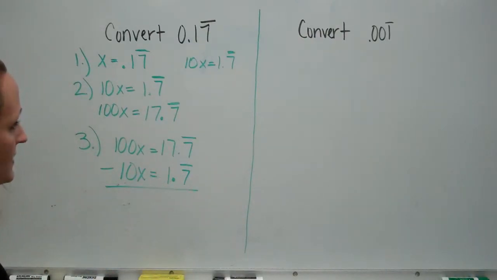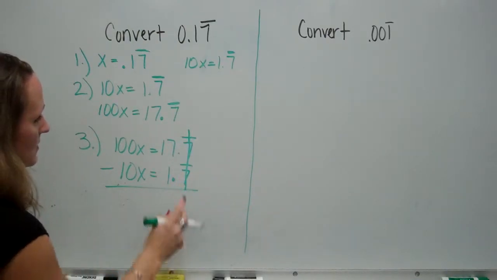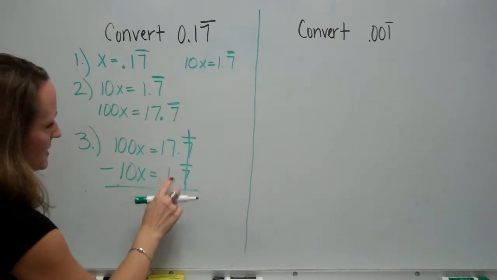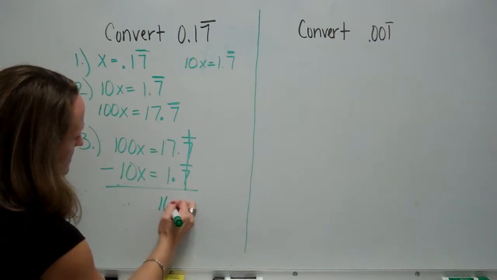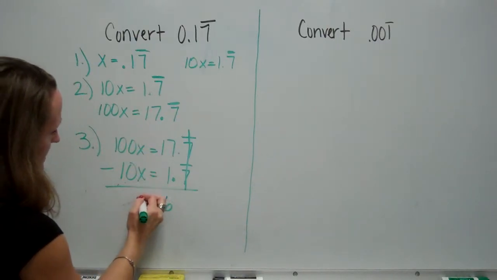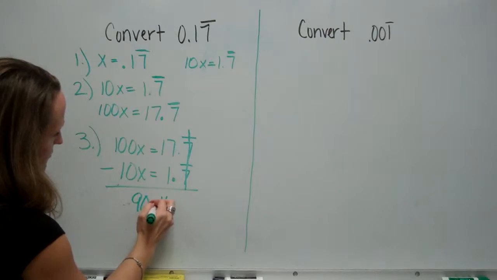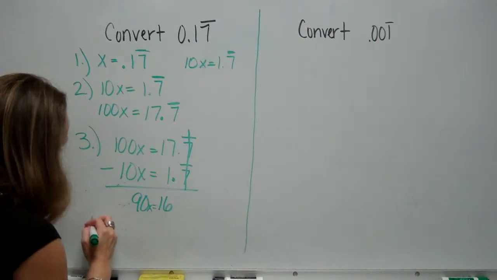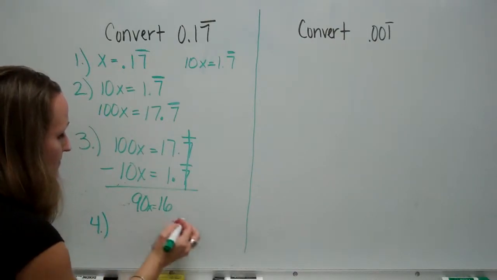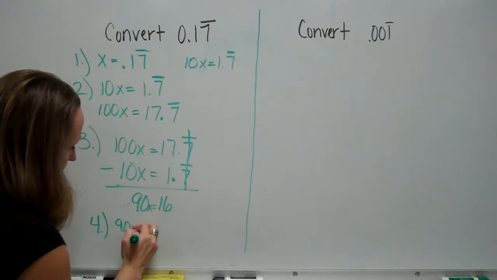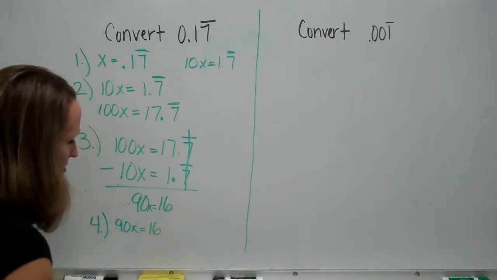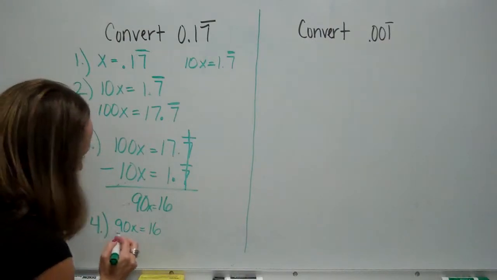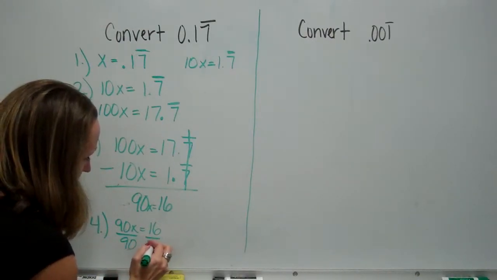Alright, now life gets easier. Cancel this out. What does this become? 17 minus 1 gives me 16. 100 minus 10 gives me 90x. We're running out of space. Now, here's that one-step equation. 90x equals 16. Remember, inverse operation. Divide both sides by 90.